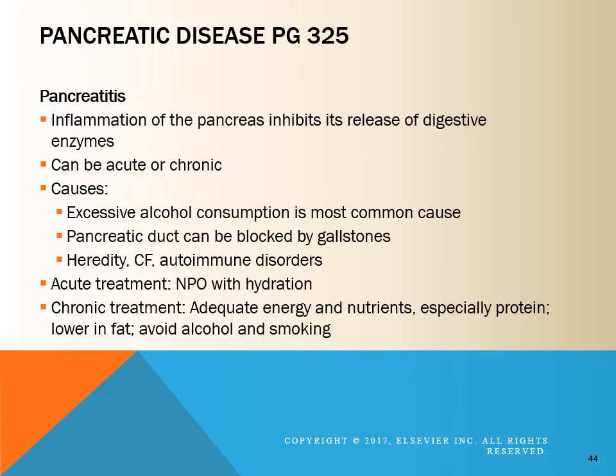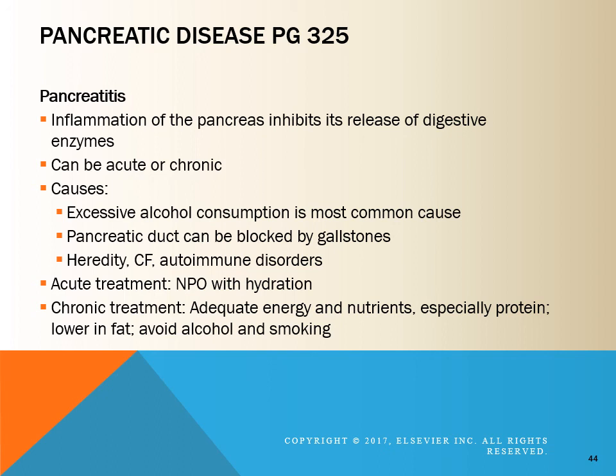Pancreatic disease, pancreatitis. This is our last accessory organ that we're going to be looking at, the pancreas. Inflammation of the pancreas inhibits its release of digestive enzymes. This can be acute or chronic, so short-term or long-term. Causes: the number one cause is excessive alcohol consumption. So that's the main cause. The pancreatic duct can also become blocked by gallstones. Hereditary cystic fibrosis or autoimmune disorders can also be a cause. Remember, with cystic fibrosis, we talked about the forming of mucus plugs, and that can be a problem here with the pancreas.